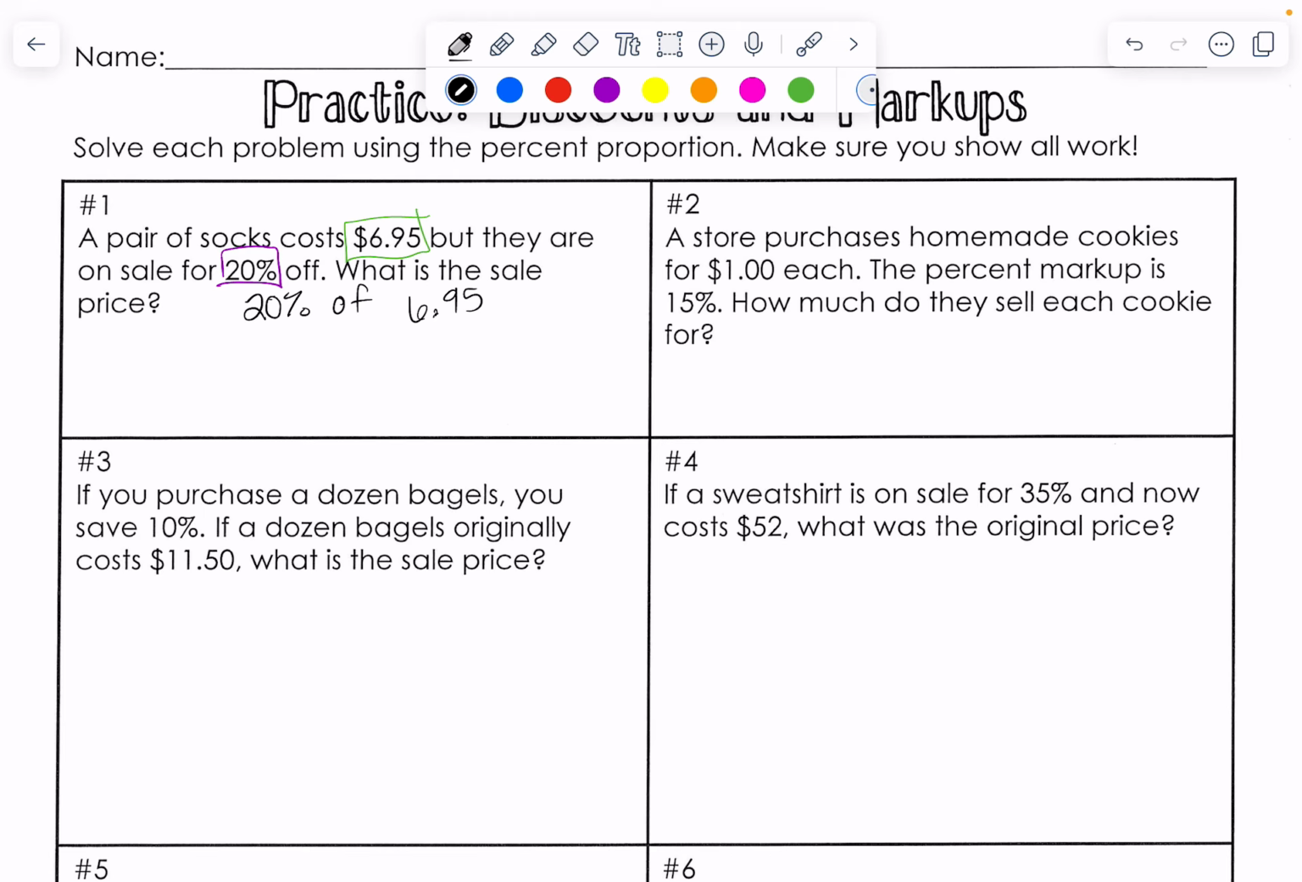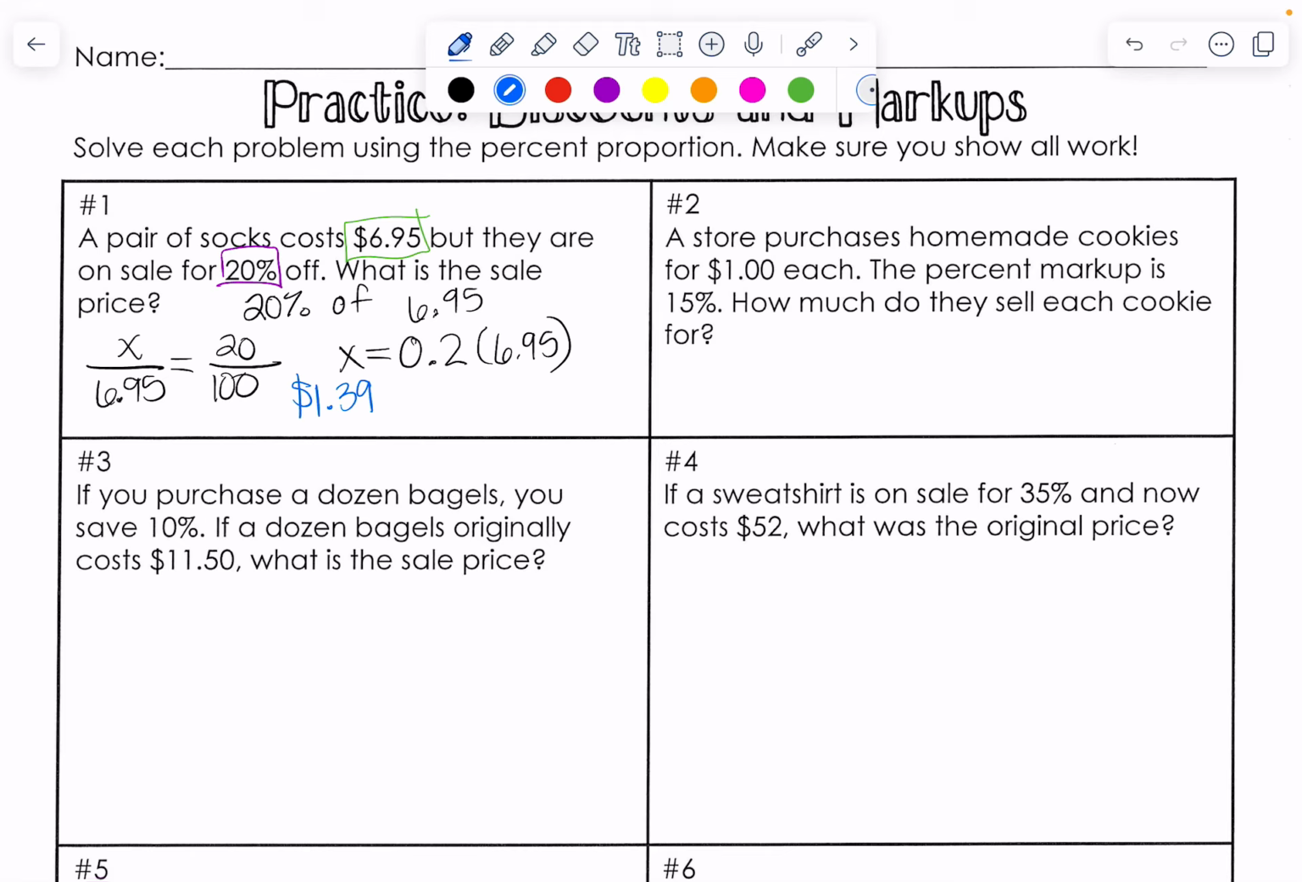The percent shortcut would at least be a good way to estimate if you wanted to do some rounding, but for the purpose of this, we're going to do the exact math. So whether you use a percent shortcut, percent proportion or the percent equation, you need to figure out 20% of $6.95. The percent proportion, your setup would look something like that. If you used the percent equation, that would be turning 20% into a decimal and multiplying it times $6.95. However you do it, you need to figure out that 20%. So 20% of $6.95 ends up being $1.39.